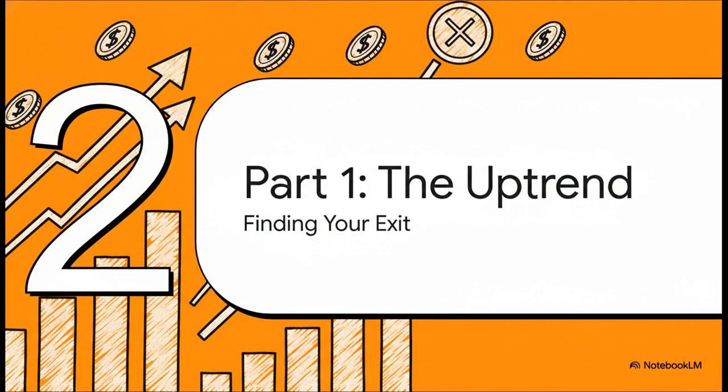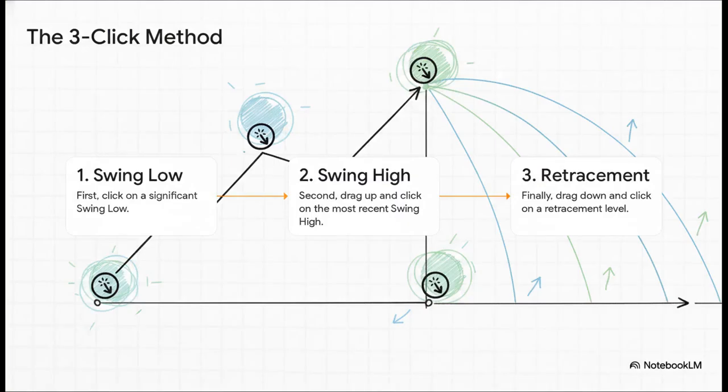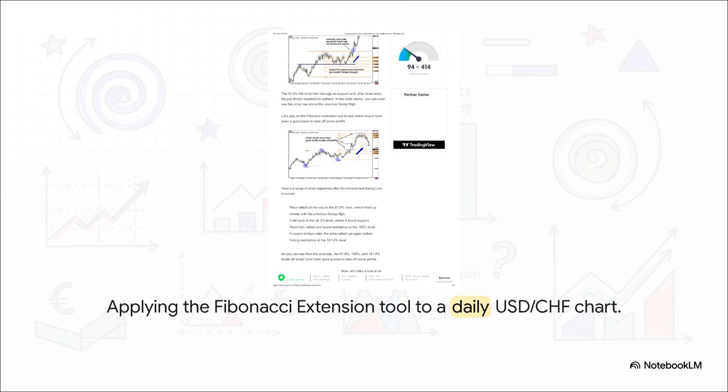All right, let's start with the most common scenario. You've bought into a rising market, an uptrend, and now you're looking for the right spot to sell and lock in that profit. And you know what? Using this tool is surprisingly simple. It's really just a 3-click method. First, you find a significant bottom, a swing low, and you click on it. That's click 1. Second, you drag your mouse up to the most recent top, the swing high, and you click there. That's click 2. And then for the final step, you just drag back down and click on the level where the price pulled back to. 3 clicks, and that's it. You're set.